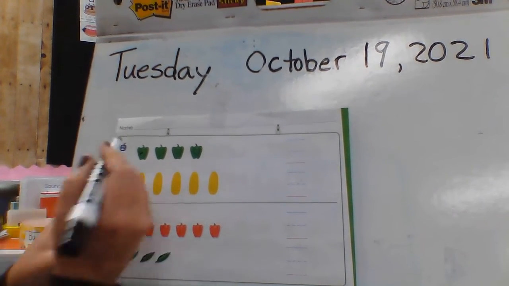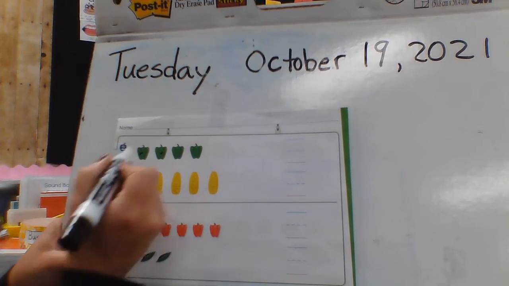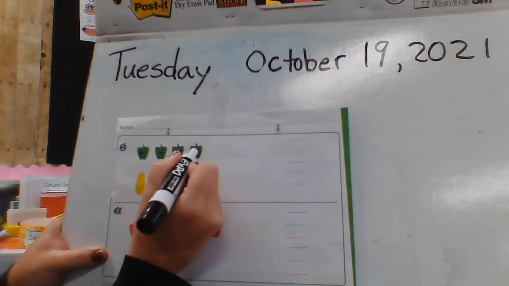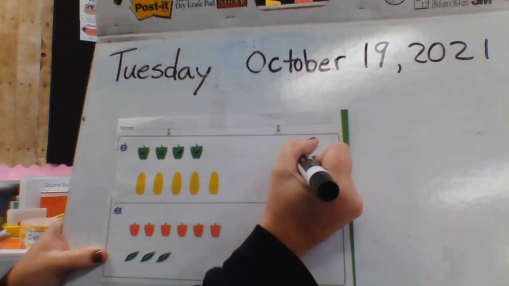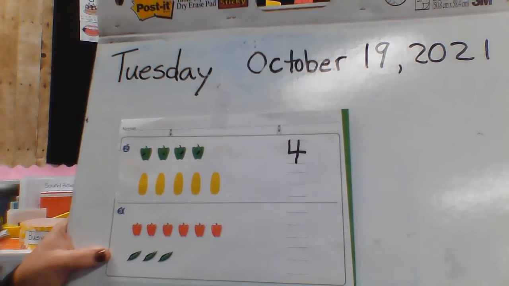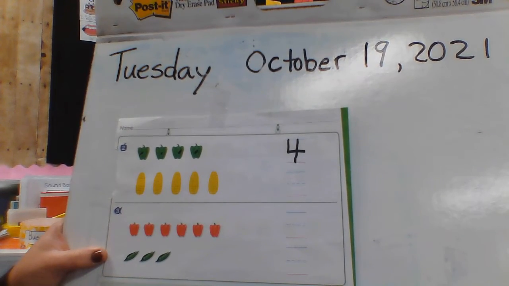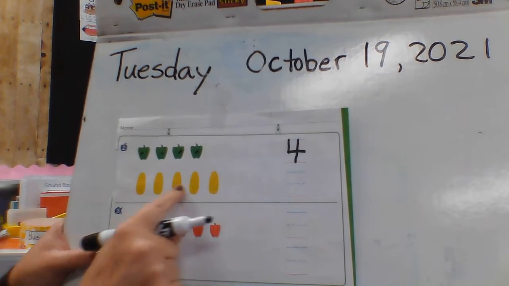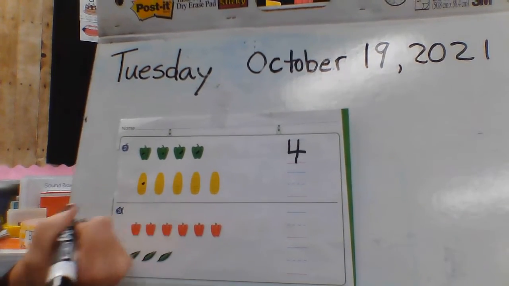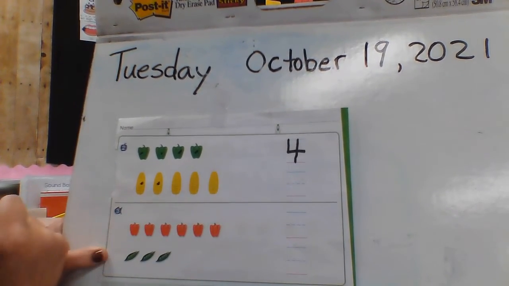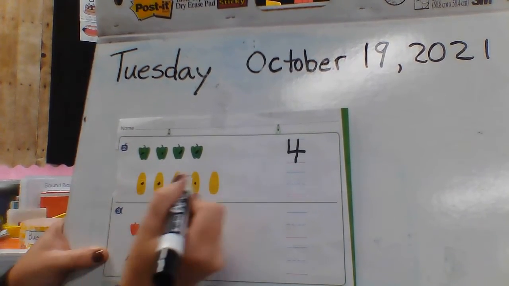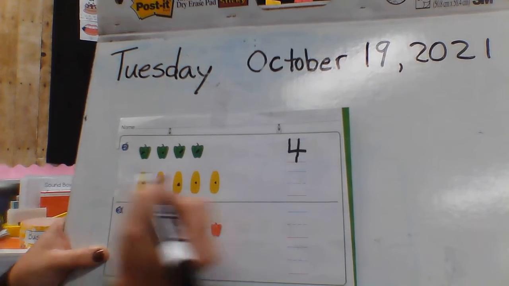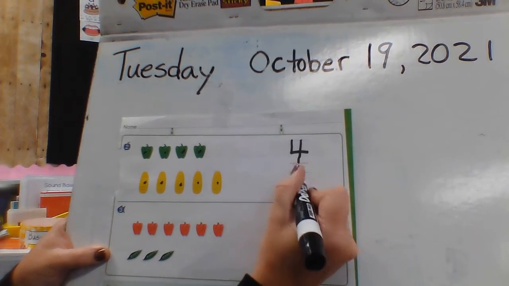1, 2, 3, 4. And I'm going to write the number 4. There it is, 4. I have 4 green peppers. And now I'm going to count my corn. 1, 2, 3, 4, 5. I have 5 corn.